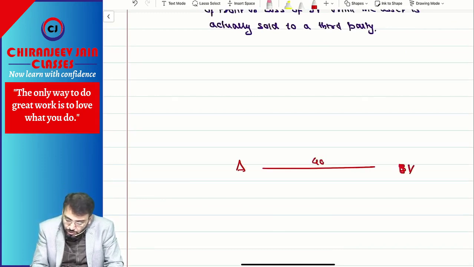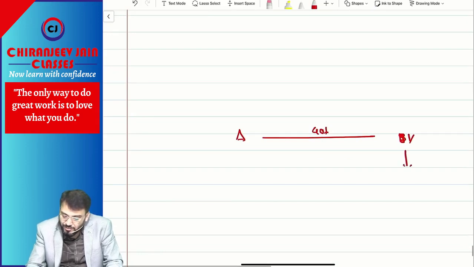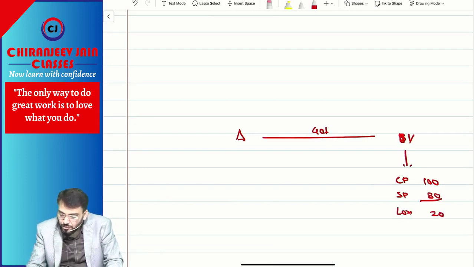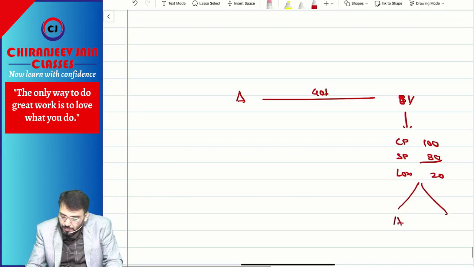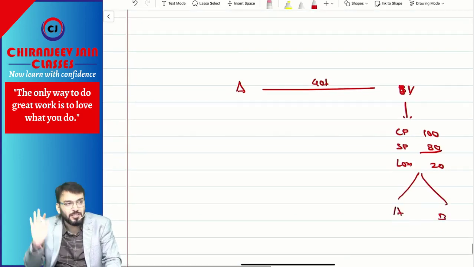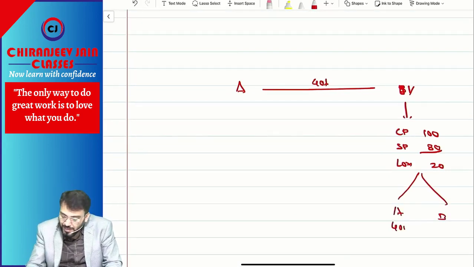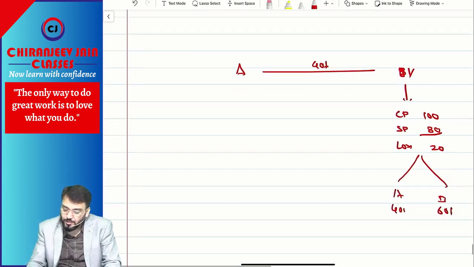So 40%, this too you understood. Now they have done one transaction. The cost price is 100 and the sale price 80. So there is a loss of 20. This loss belongs to A and B. Suppose B is the other party, 40% and 60%. 40% is 8 and this is 12.